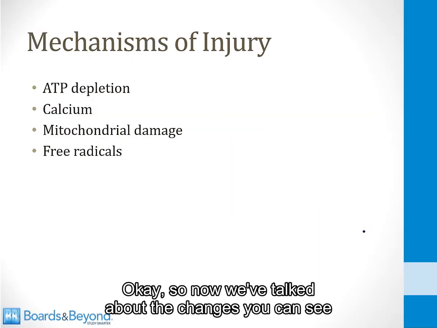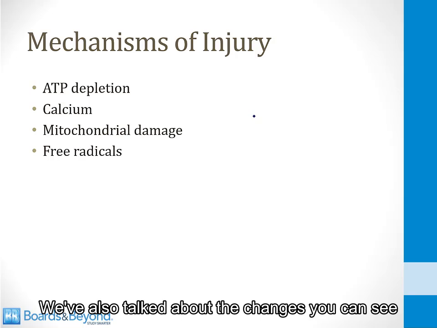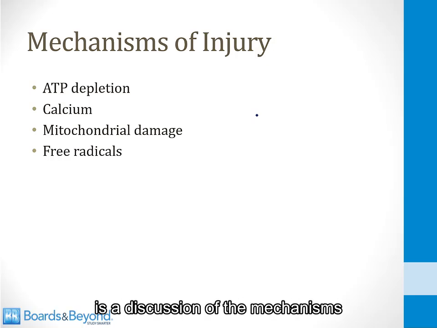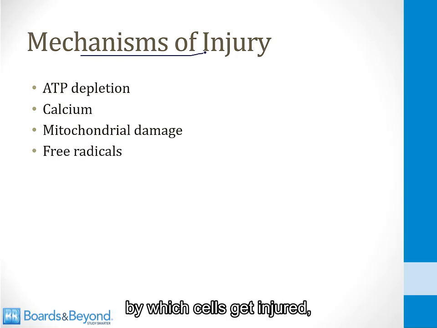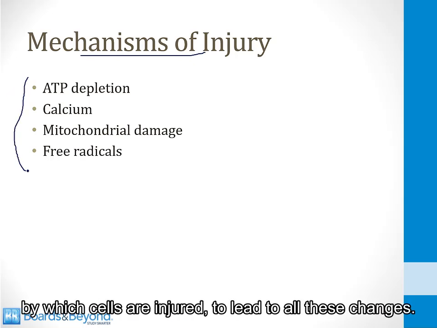Okay, so now we've talked about the changes you can see in cells when they undergo reversible injury. We've also talked about the changes you can see in cells undergoing irreversible injury or necrosis. What I'm going to finish this video with is a discussion of the mechanisms by which cells get injured and undergo those reversible and irreversible changes. And there are basically four mechanisms by which cells are injured to lead to all these changes.